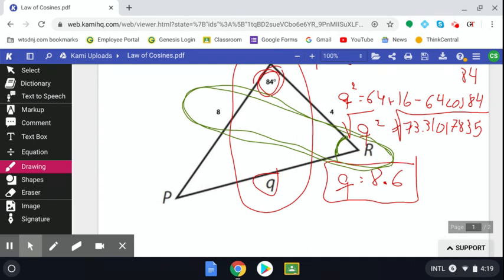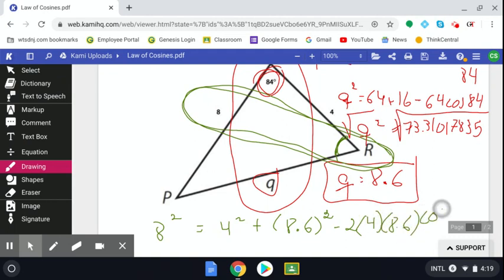So I'm going to say that 8 squared is equal to 4 squared plus q squared, which I found was 8.6, minus 2 times 4 times 8.6 cosine of angle R, which is what I'm looking for.